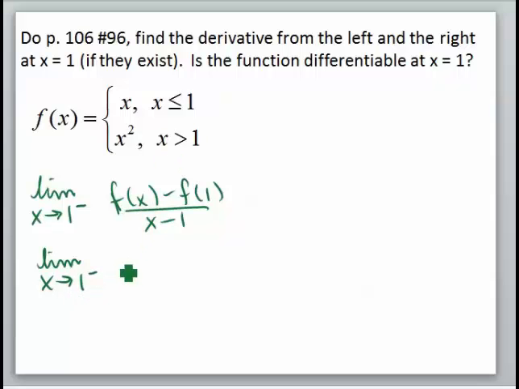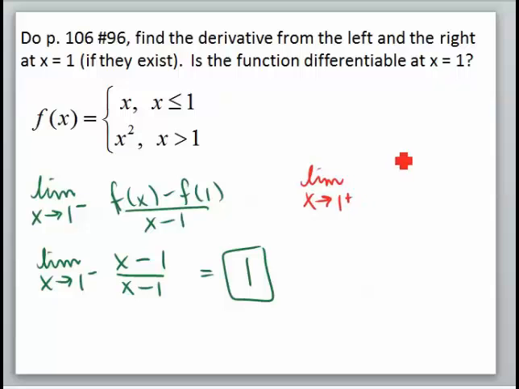f of x is x, so I get x minus, when I plug 1 into the function, I get 1, all over x minus 1. Well, this cancels, and I'm left with the limit being equal to 1. Now I'm going to look at the limit as x approaches 1 from the right. And again, I'm going to use the alternate form of derivative. When I find what f of x is from the right, it's x squared. And then when I plug in 1, I get 1, all over x minus 1.